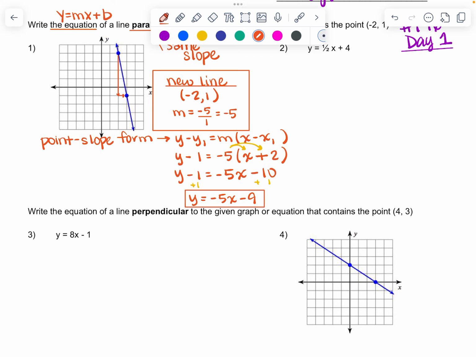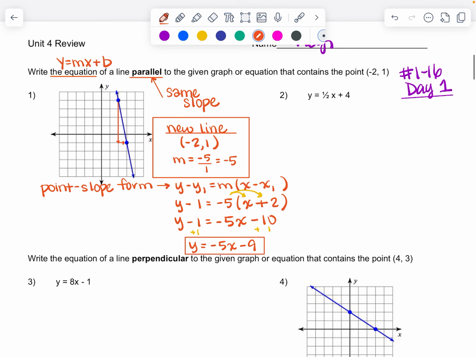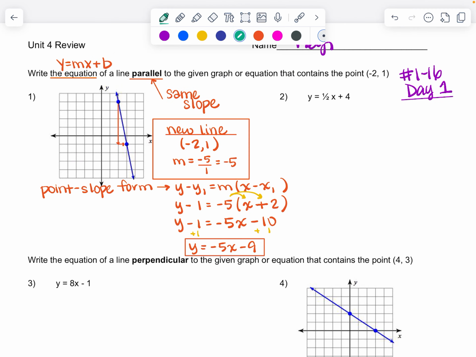Okay. All right, and it's basically the same all the way down. So on number 2, we're still parallel. I like to keep a little list of everything I know about my new line. We know it has to pass through the point -2, 1 because our directions told us that up here. But we also want to be parallel to this line.